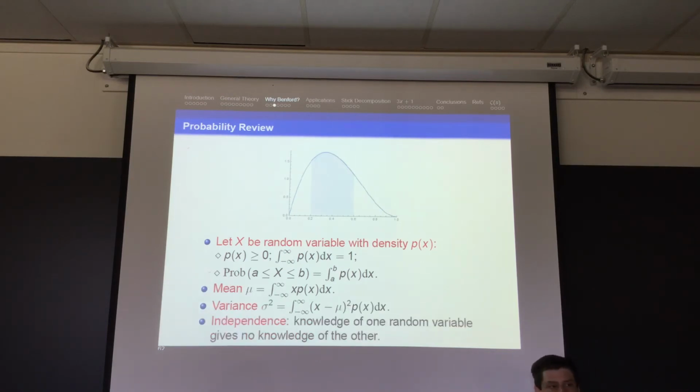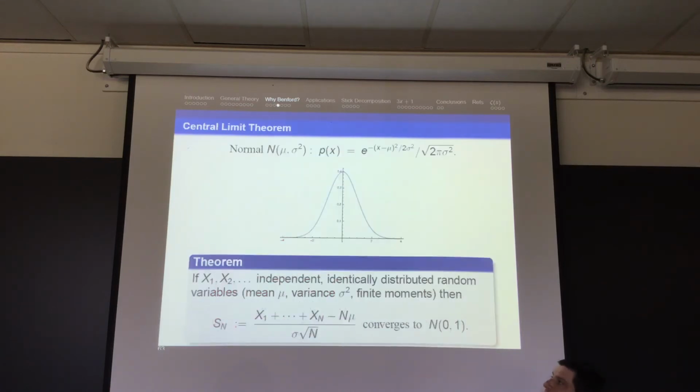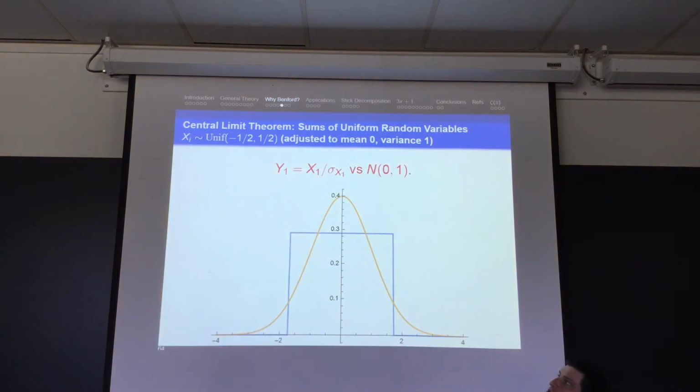Independent knowledge of one gives you no knowledge of another. So the central limit theorem, we talked about this last time, is if I take a sum of independent random variables, I subtract off the expected value, and I divide by the standard deviation, this will often converge to being normally distributed, with mean 0, variance 1, because of how I've normalized things. So let's look at a uniform distribution adjusted to have mean 0, variance 1.